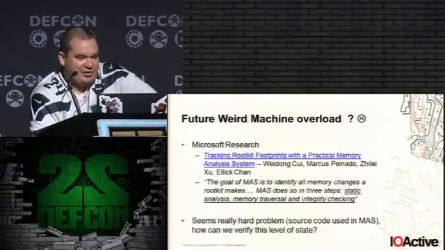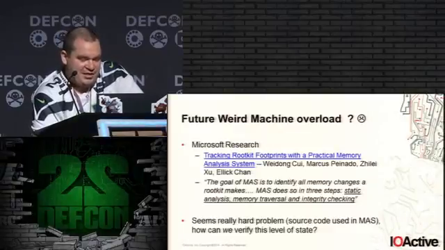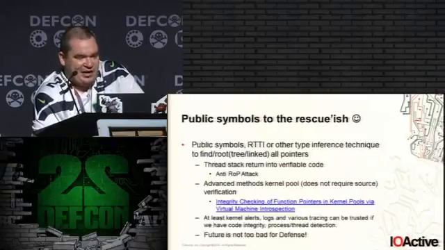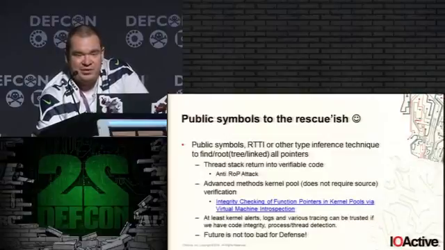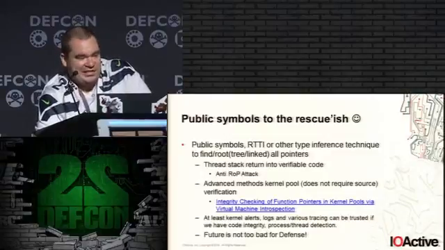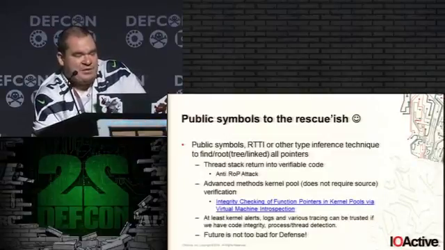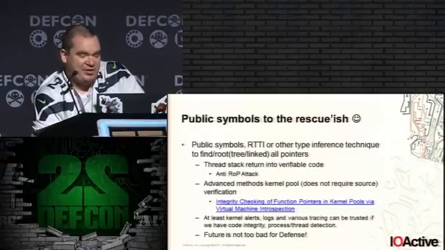This is a tool that Microsoft Research guys did. They've got access to the source. They've got a lot more metadata than we do. What that means is, maybe we can use public symbols to the rescue. Sort of. RTTI. There's a lot of anti-ROP attacks that we can then leverage.